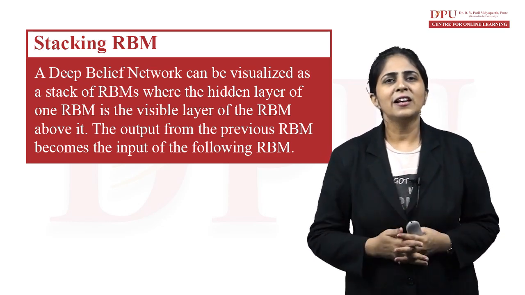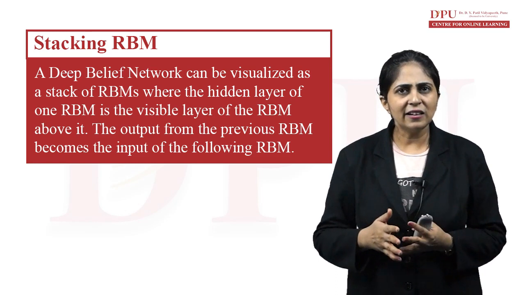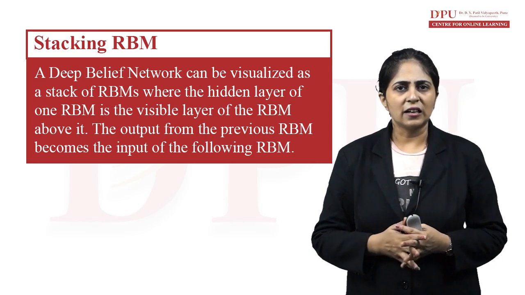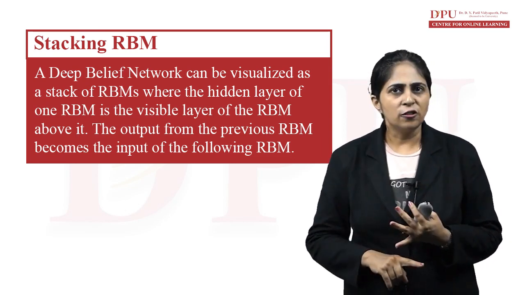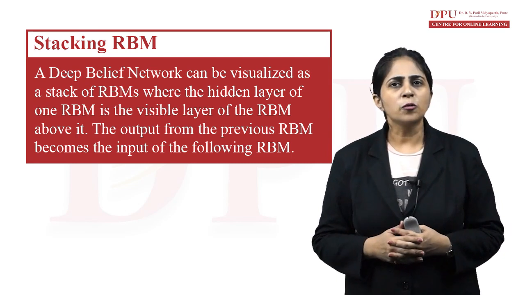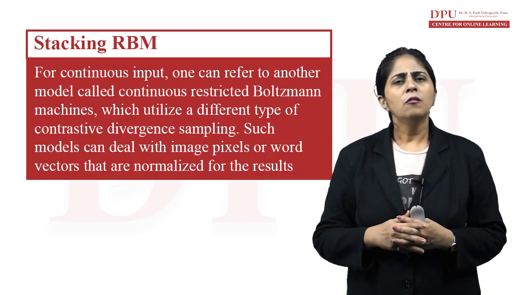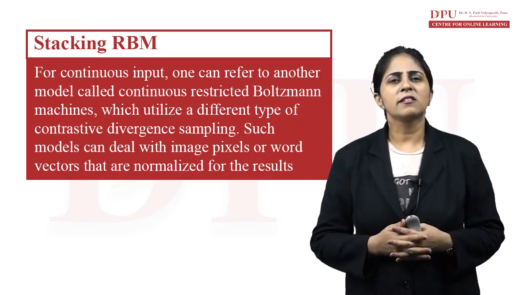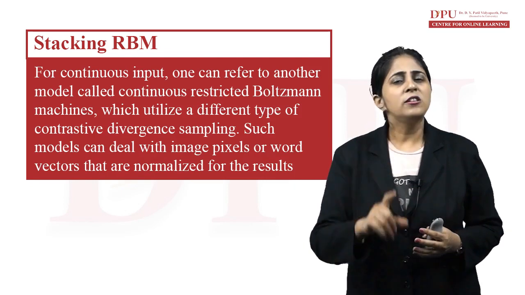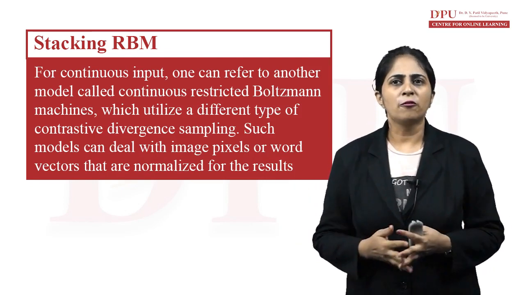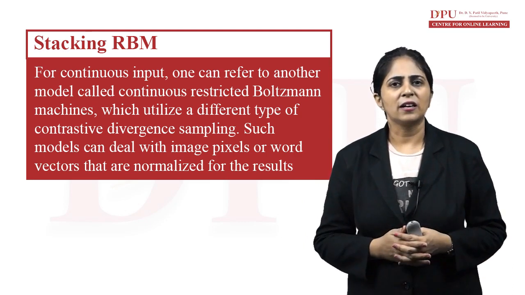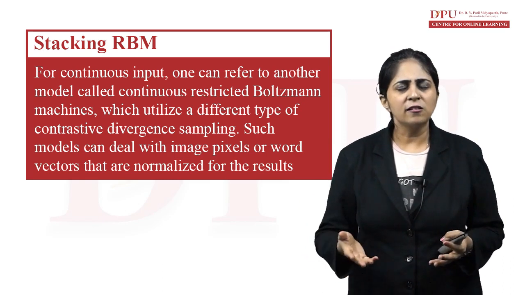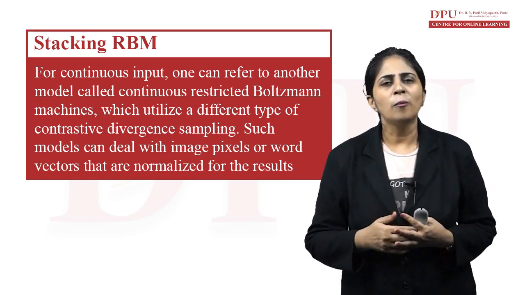Our deep belief network learns a hierarchical representation of the inputs and aims to reconstruct the data. Therefore, it is very useful, especially in the unsupervised setting. For continuous input, one can refer to another model like the continuous restrictive Boltzmann machine, which utilizes a different type of contrastive divergence sampling. Such models can deal with image pixels or word vectors that are normalized for the results.